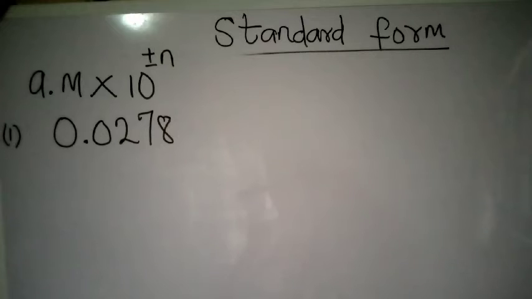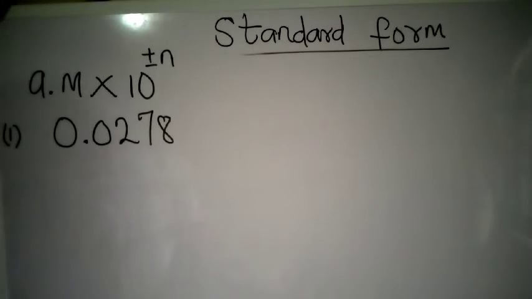1. The decimal point must be at the back of the first non-zero digit. 2. When you move the decimal point to the left, you attach a positive sign to the number of times you moved. And when you move the decimal point to the right, you attach a negative sign to the number of times you moved. Now, this is an example I will use to buttress that point.